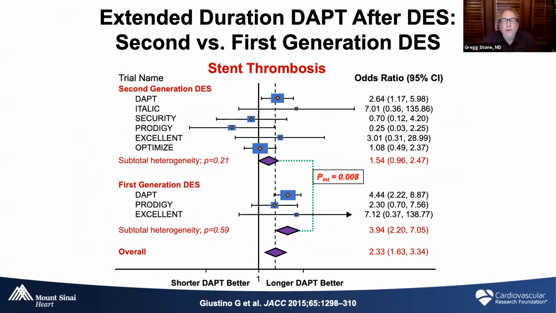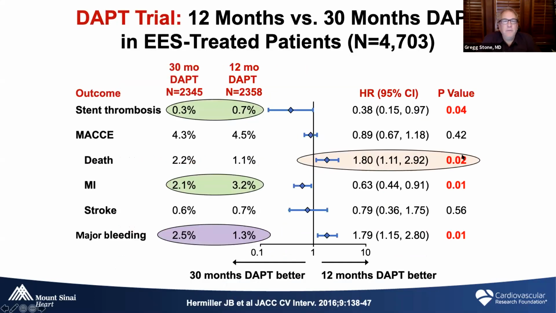Now, when you talk about ischemia, we also know that the type of stent that you use is very, very important. So from some of these early meta-analyses, when we talk about longer DAPT reducing stent thrombosis, it depends on the type of stent. So this from Gennaro Giustino at Mount Sinai showed that in one of these earlier meta-analyses, there's a very important interaction wherein longer DAPT reduces stent thrombosis with first-generation drug-eluting stents, but not so much with second-generation drug-eluting stents. And in fact, this was also seen from the DAPT trial.